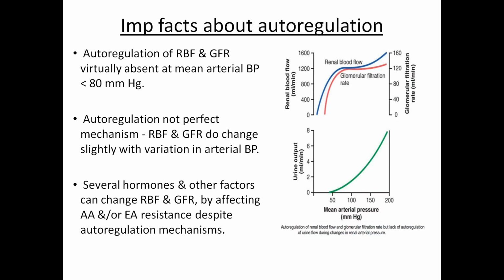Then some important facts about autoregulation. Autoregulation of RBF and GFR is virtually absent at mean blood pressure below 80. I told you it operates only in the range of 80 to 200 mm of Hg. It is not a perfect mechanism, so they do change slightly with variation in arterial blood pressure, but no major change as long as your kidney is healthy. And several other hormones and factors can also change RBF and GFR, even despite the autoregulation mechanisms.